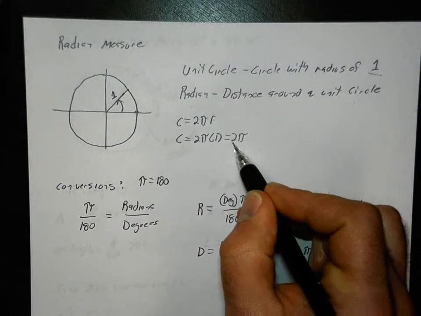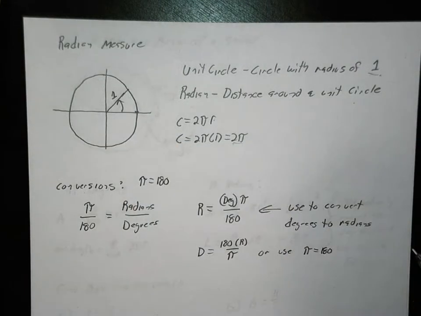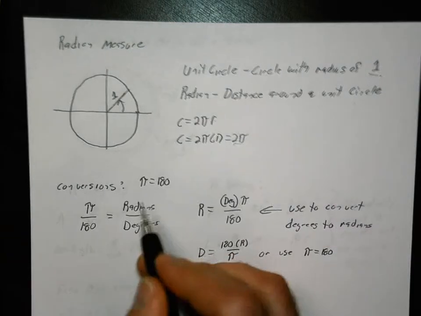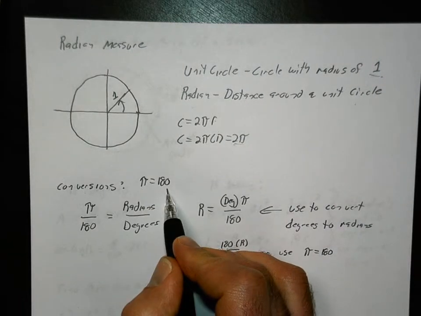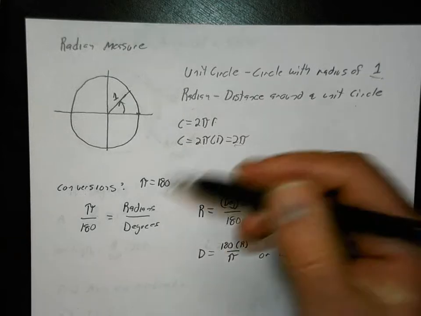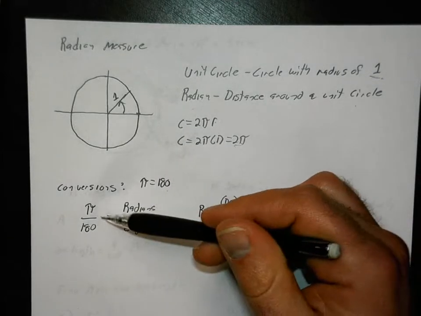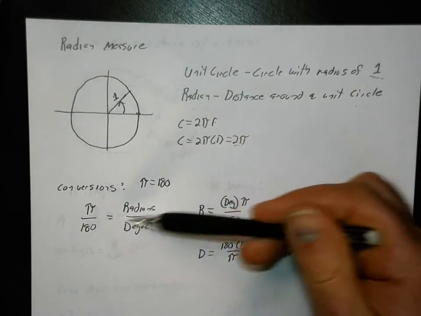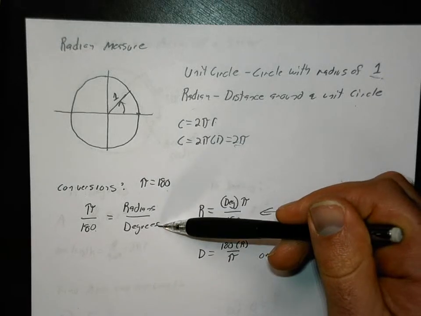So 2 pi is equivalent to 360 degrees. And pi is equivalent to 180 degrees. So we can find any degree measure using the ratio that pi over 180 is equivalent to radians over degrees.